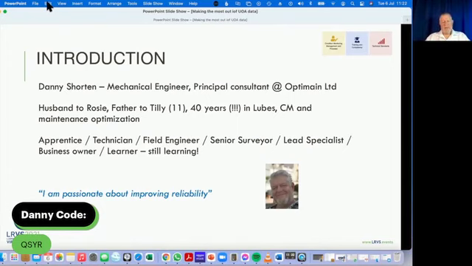I looked the other day, I was 56 in May, and that means, because I started when I was 16, I've spent 40 years in the industry, with lubes, condition monitoring and maintenance optimisation. I really enjoy this. I've got to be honest, I didn't set out when I was 16 to get there, but by hook or by crook or by default, we've ended up here, and I really enjoy the work. I really enjoy the area. I'm quite passionate about it.